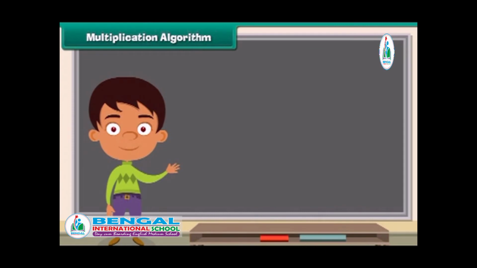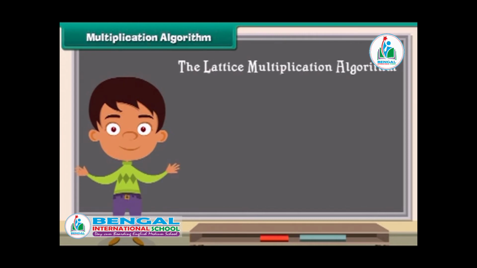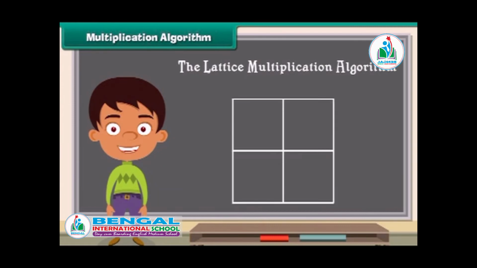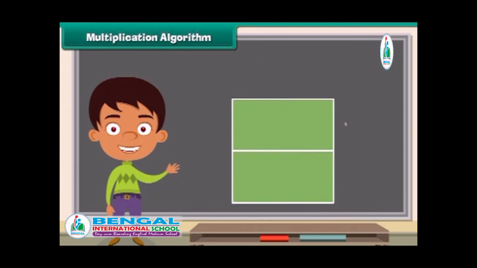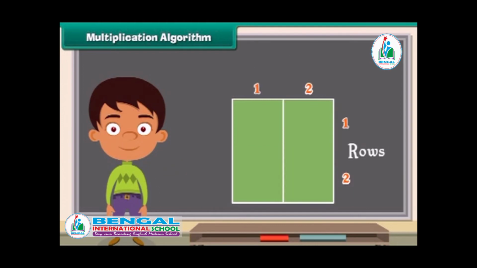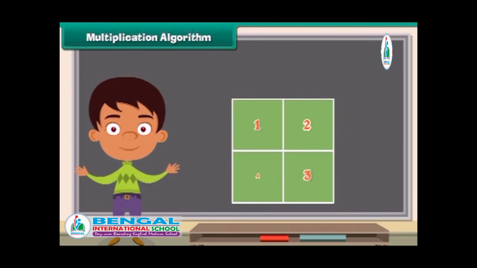Multiplication algorithm. It is now time to learn to multiply large numbers in a simple way using the lattice multiplication algorithm. The algorithm uses a grid made up of rows and columns. The number of rows and columns depend upon the number of digits in the numbers to be multiplied. If a two-digit number is multiplied by another two-digit number, there will be 2 columns and 2 rows. In other words, the grid will have 4 cells.